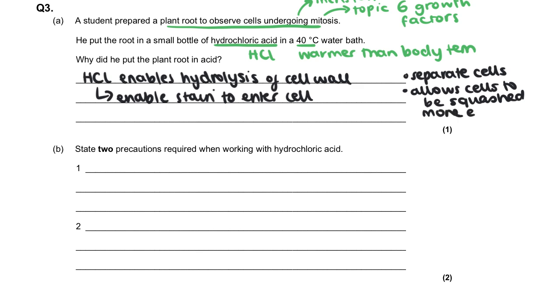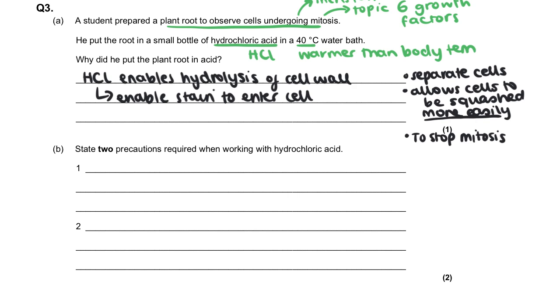Notice here how I'm saying that it's allowing it to be squashed more easily. So that is to say that we can still squash them without the acid. It's just easier once you've got this hydrochloric acid around. And also, lots of you got the mark to say that we're stopping mitosis. Now, you could say to stop mitosis continuing, you could have said to stop cell division, you could have said to stop the cell cycle.